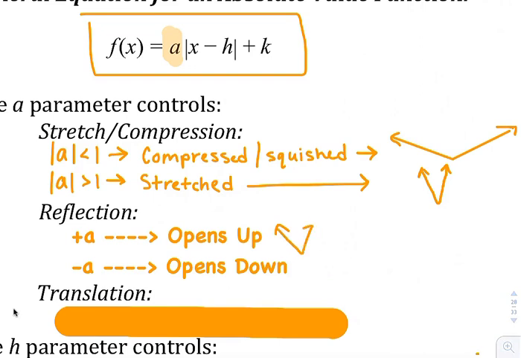If you have a negative a value, your absolute value is going to open down. And that's all you need to know. So just from looking at it, you don't even have to graph it to know which way it's going to open. Positive, open up; negative, open down.